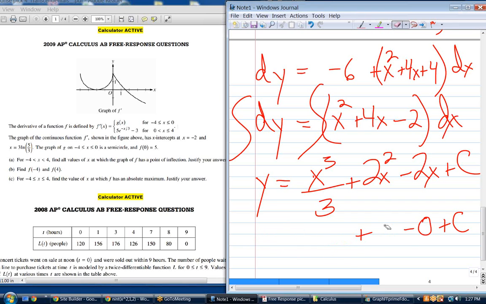Okay, so I'm going to go back up to the original function, at least from minus 4 to 0. Now, if I want to know what f of minus 4 is, I plug it in for x. If I want to know what f of 4 is, I plug it in for x. Whatever y comes out to be, that's what f of minus 4 and f of 4 are.